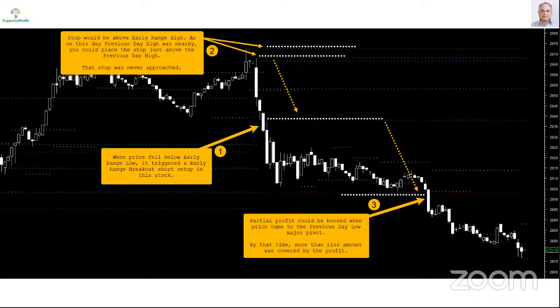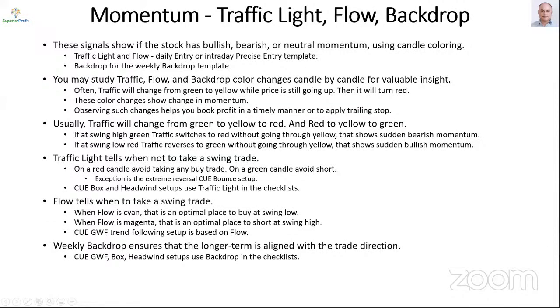Now, after the pivot indicators, let's look at momentum signals. We have three kinds of momentum signals: traffic light for daily interval, flow, a special case of traffic light, and backdrop for weekly interval. Flow is also for daily interval. These signals show if the stock has bullish, bearish, or neutral momentum using candle coloring.